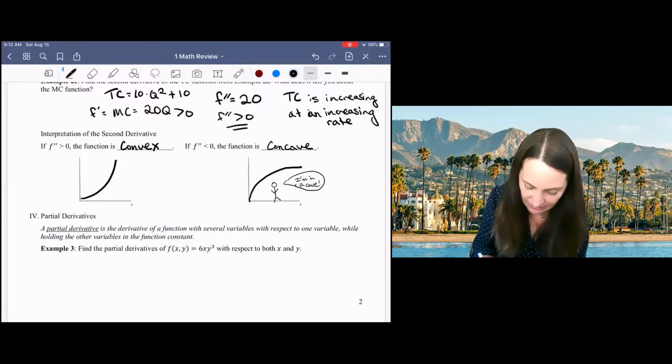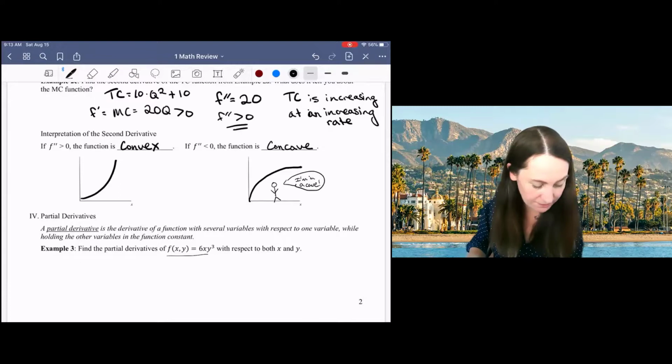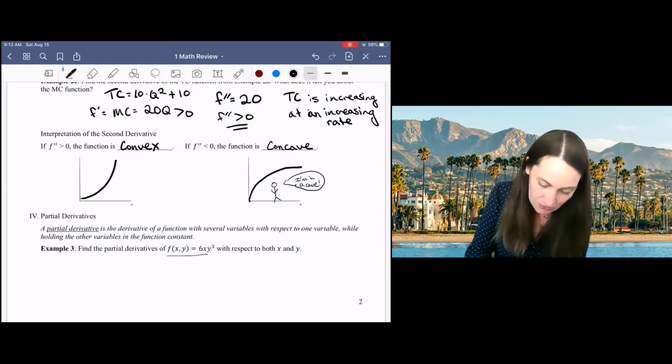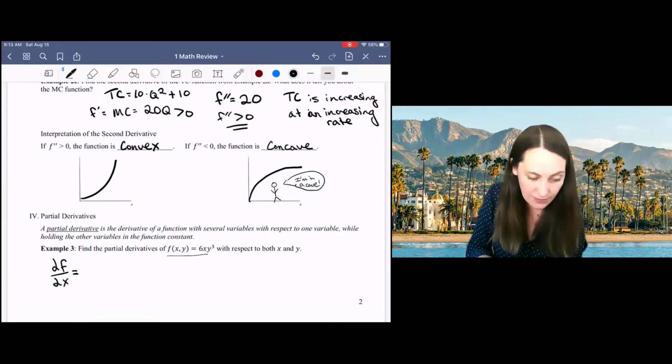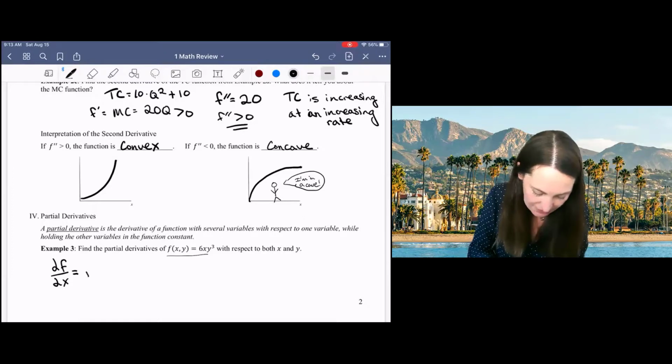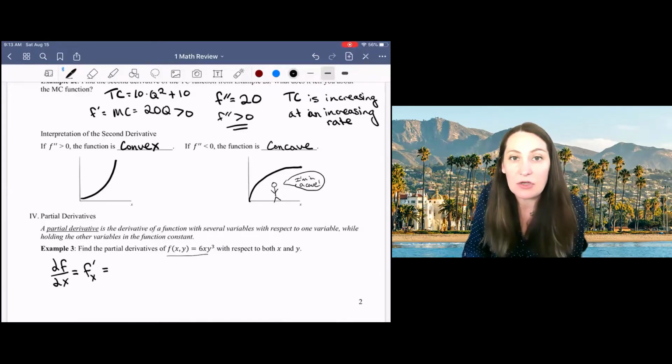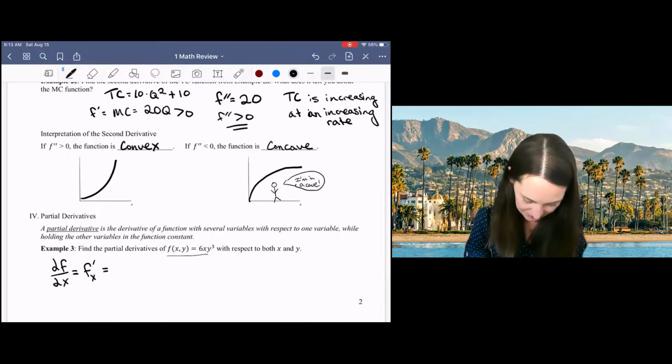So I've got this function here, 6x times y cubed, and I want to take the derivative both with respect to x and with respect to y. So if I take the derivative of my function with respect to x, you can write that in this way, the derivative with respect to x, or you could write that f prime sub x. All I'm going to do is just ignore that y cubed, like it's a constant, and I've got 6y cubed. The x drops out as I take the derivative.